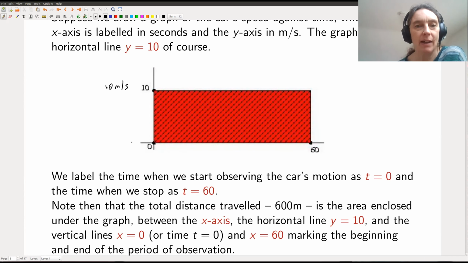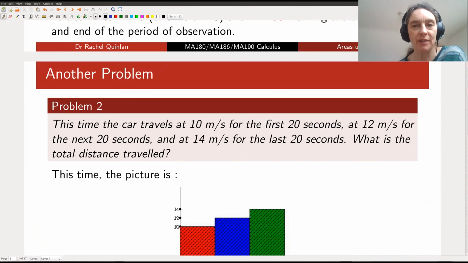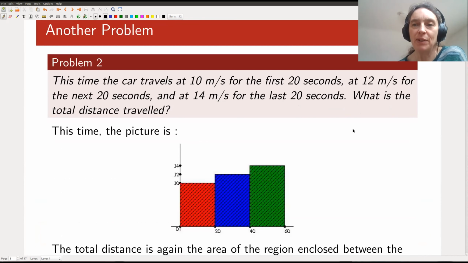Okay, fine. Of course, we can ask a few variants of the question. Here's a variant of it. In this version, the car travels at 10 meters per second for the first 20 seconds, at 12 meters per second for the next 20 seconds, and at 14 meters per second for the last 20 seconds. The question is the same. What's the distance traveled? And of course, this question is no harder than the previous one.